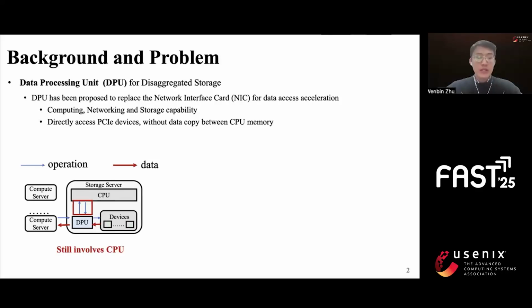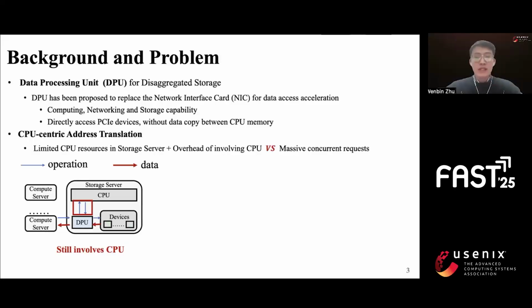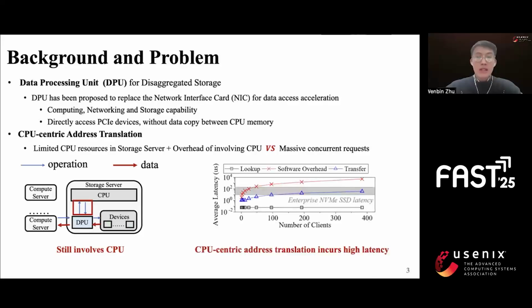However, in this procedure, the CPU is still involved to translate addresses. In the storage server of a disaggregated storage system, CPU resources are limited, and involving CPU computing also brings associated overhead. When processing massive concurrent I/O requests, the latency of this CPU-centric address translation can be high. So our motivation is to offload the index of the mapping table and do address translation in the DPU.